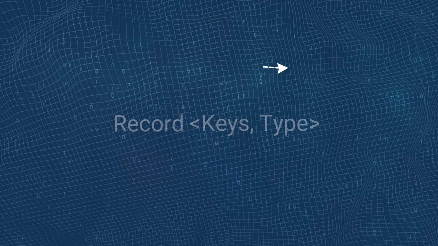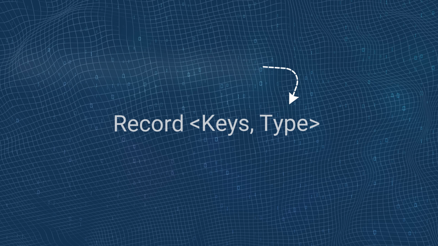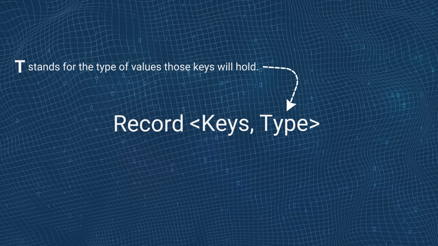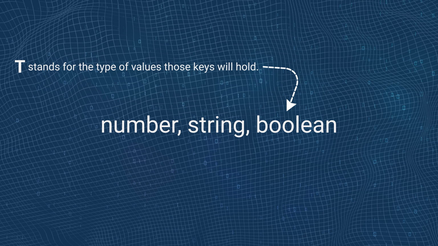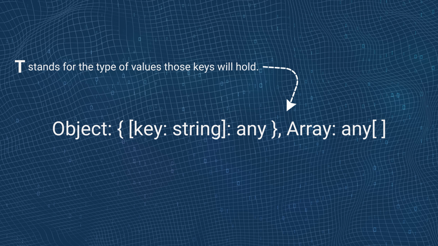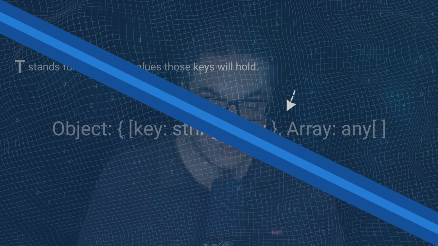Now for the last parameter, type. There we can have numbers, strings, or booleans, or we can have more advanced types such as objects and arrays. This was a quick, short introduction about record.